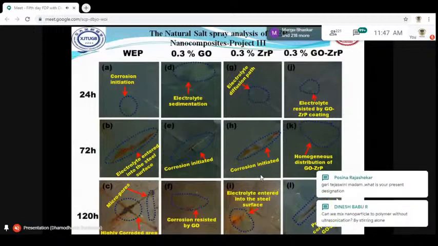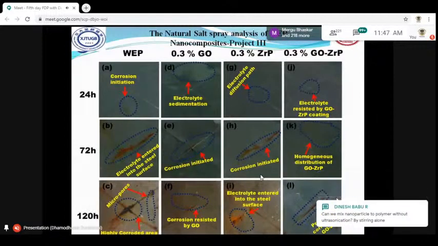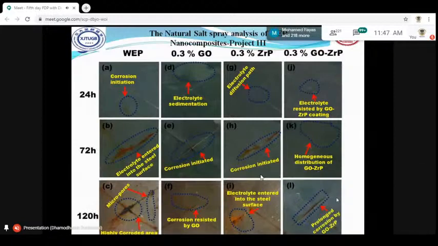So in the case of GO incorporation with the WEP, here we have taken 0.3 percentage only, because we have achieved better mechanical and thermal properties at the loading of 0.3. So we plan to work with 0.3 because we conclude that 0.3 weight percentage is a feasible weight percentage for the mechanical and thermal properties. So we plan to work with that because it will give us better properties.